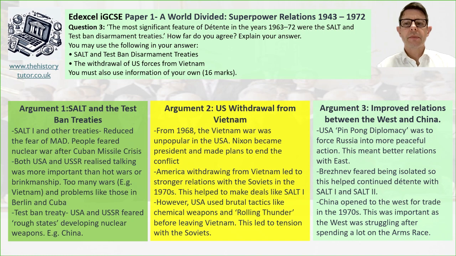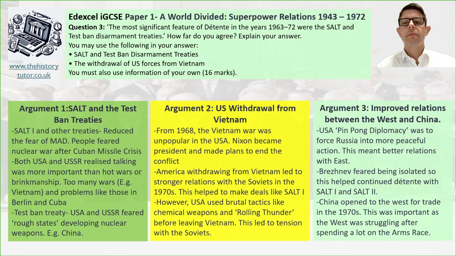And finally, we've got our third argument: improved relations between the West and China. The USA used ping-pong diplomacy and Kissinger's negotiations with the Chinese, and this was to force Russia into more peaceful action. This meant better relations with the East, Russia and China.